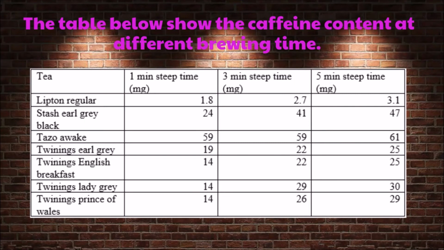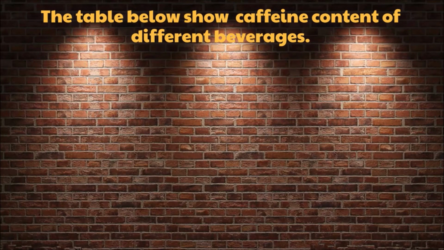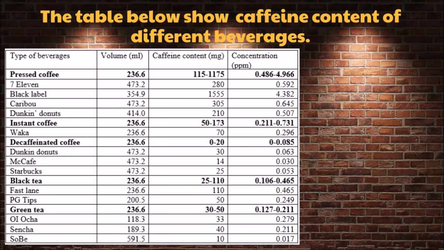Referring to the table, we can say that the longer the brewing time, the higher the caffeine content in tea. Based on the table, the pressed coffee contains the highest concentration of caffeine, followed by instant coffee, black tea, green tea, and decaffeinated coffee.